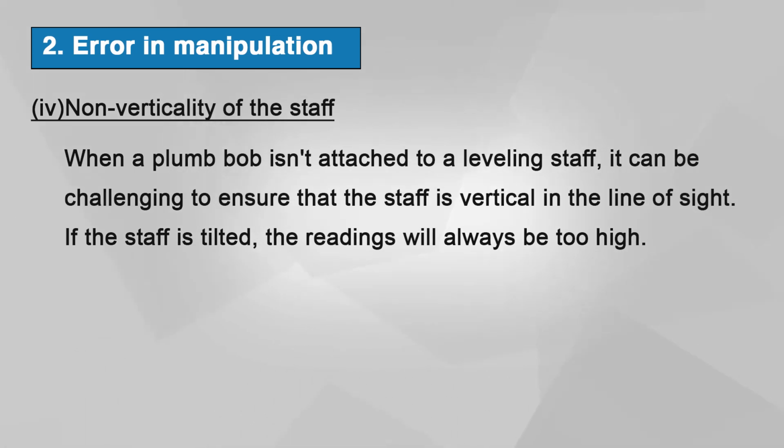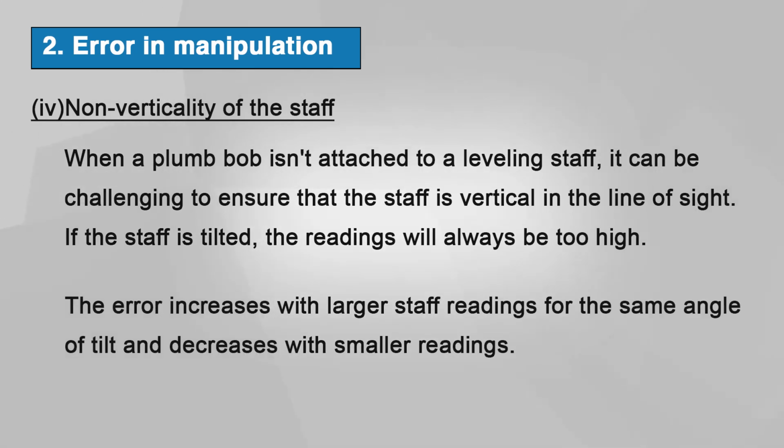Next is the non-verticality of the staff. When a plumb bob isn't attached to a leveling staff, it can be challenging to ensure that the staff is vertical in the line of sight. If the staff is tilted, the readings will always be too high. The error increases with large staff readings for the same angle of tilt and decreases with smaller readings. Therefore, when taking larger readings, it is crucial to carefully verify the staff's verticality.